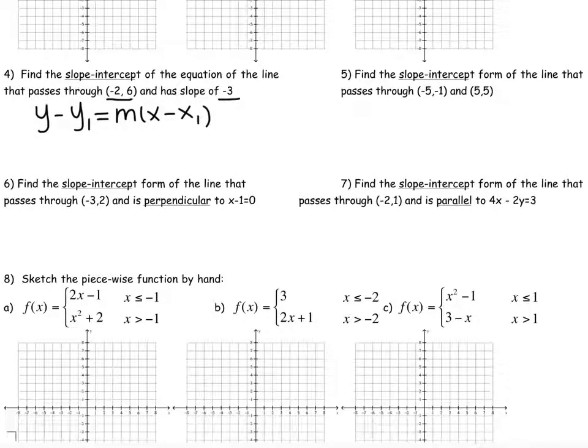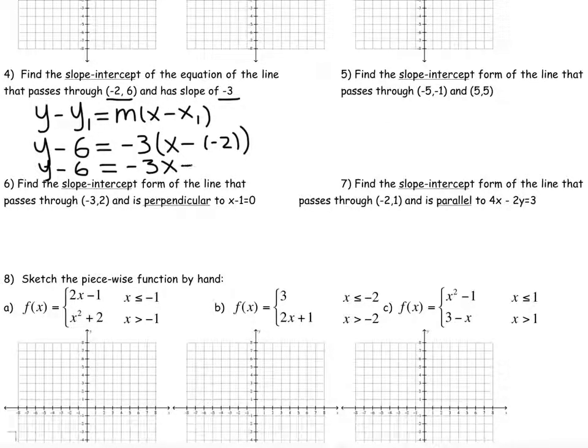What do we have? We have y1 equals 6, the slope is negative 3, and x1 is negative 2. So again, when you subtract a negative number, make sure you put parentheses. Then try to put that in slope-intercept form. We have y minus 6 equals negative 3 times x, which is negative 3x, minus negative 2 becomes positive 2. So negative 3 times positive 2, that's negative 6.